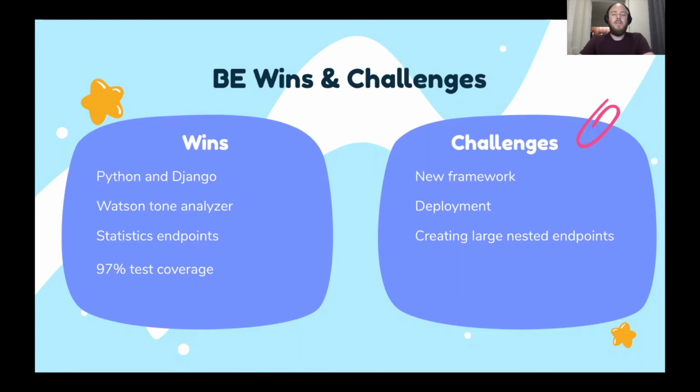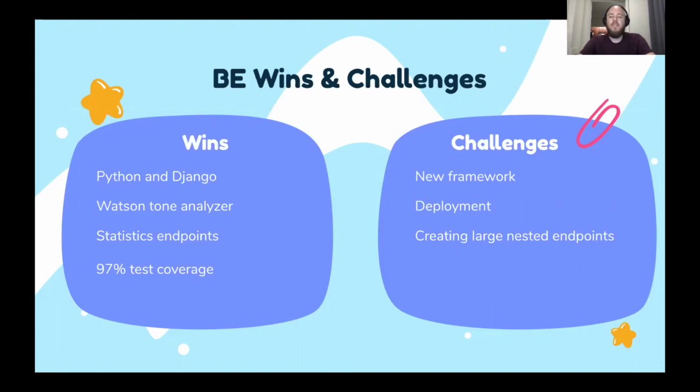We also had a number of wins and challenges on the backend side. To start with our wins, our first being that we were able to build this out from scratch using Python and Django, which were entirely new concepts to us. We were also able to use the Watson Tone Analyzer API, and that really gave our teachers some good insight into their students' moods after taking the lesson. We were also able to build out a number of statistics endpoints, which give our teachers good actionable data into their students' performance. And we achieved 97% test coverage and thoroughly TDD'd the entire way.